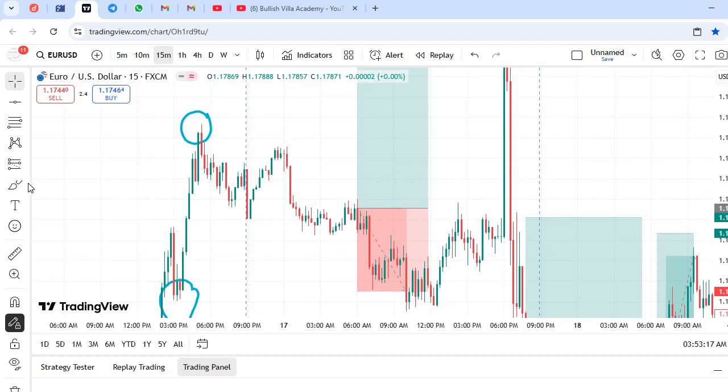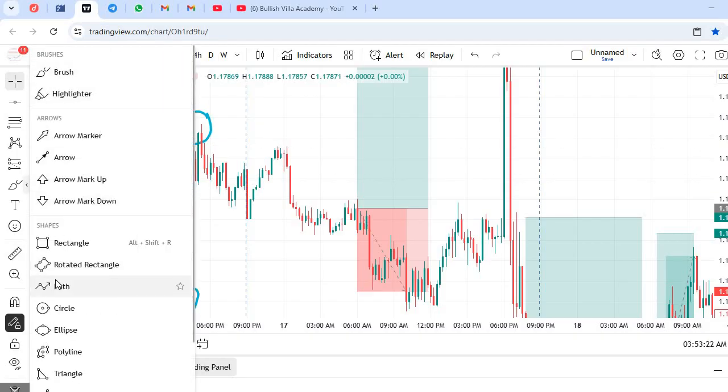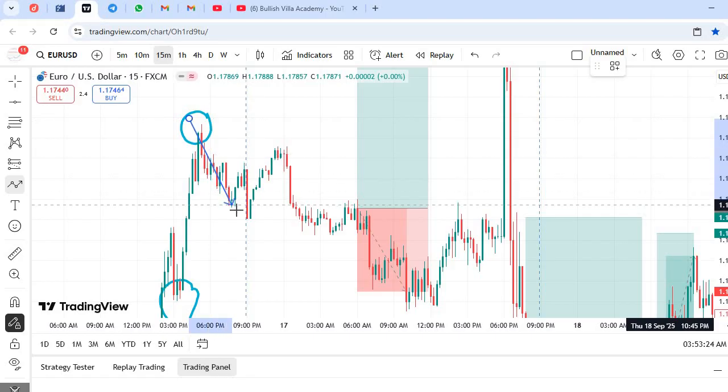So when the market opened, we had a reversal. Then we had a push up, but this push up didn't take out this last high. Can you see? We had a push up, so we had a reversal.